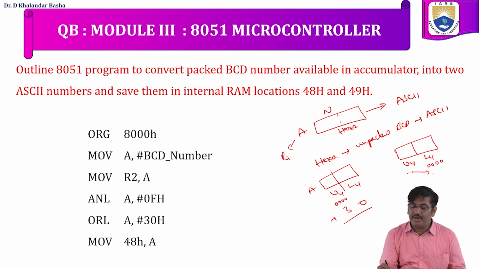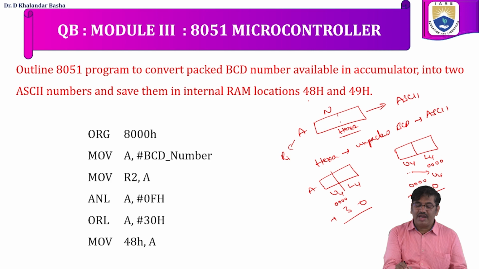Then this will be occupied into the LSB position. The upper 4 bits will have 0. Then we are going to add 30 to this. Now this is the logic for converting the given BCD number into an ASCII number. That BCD number we can have in the hexadecimal representation, that we can take as the BCD input.